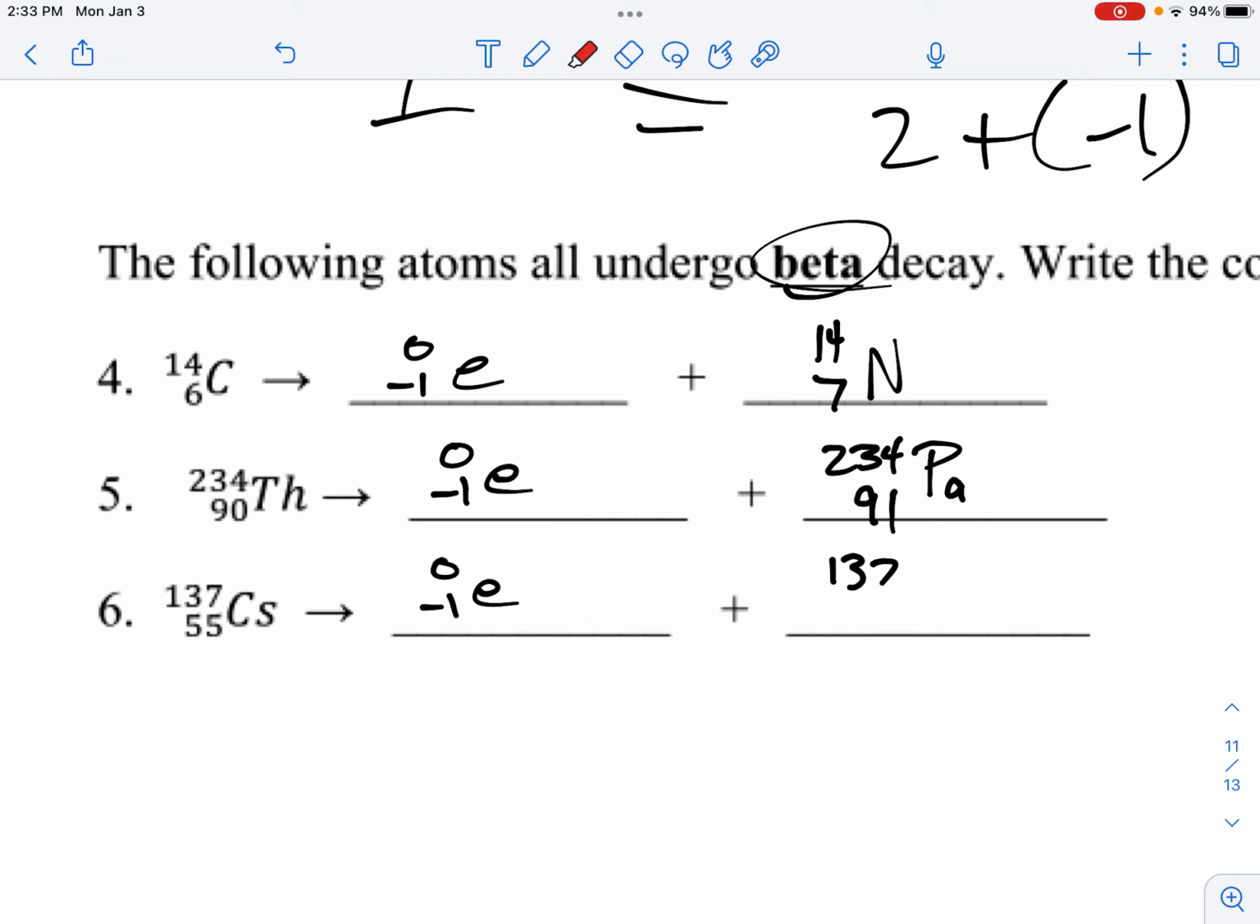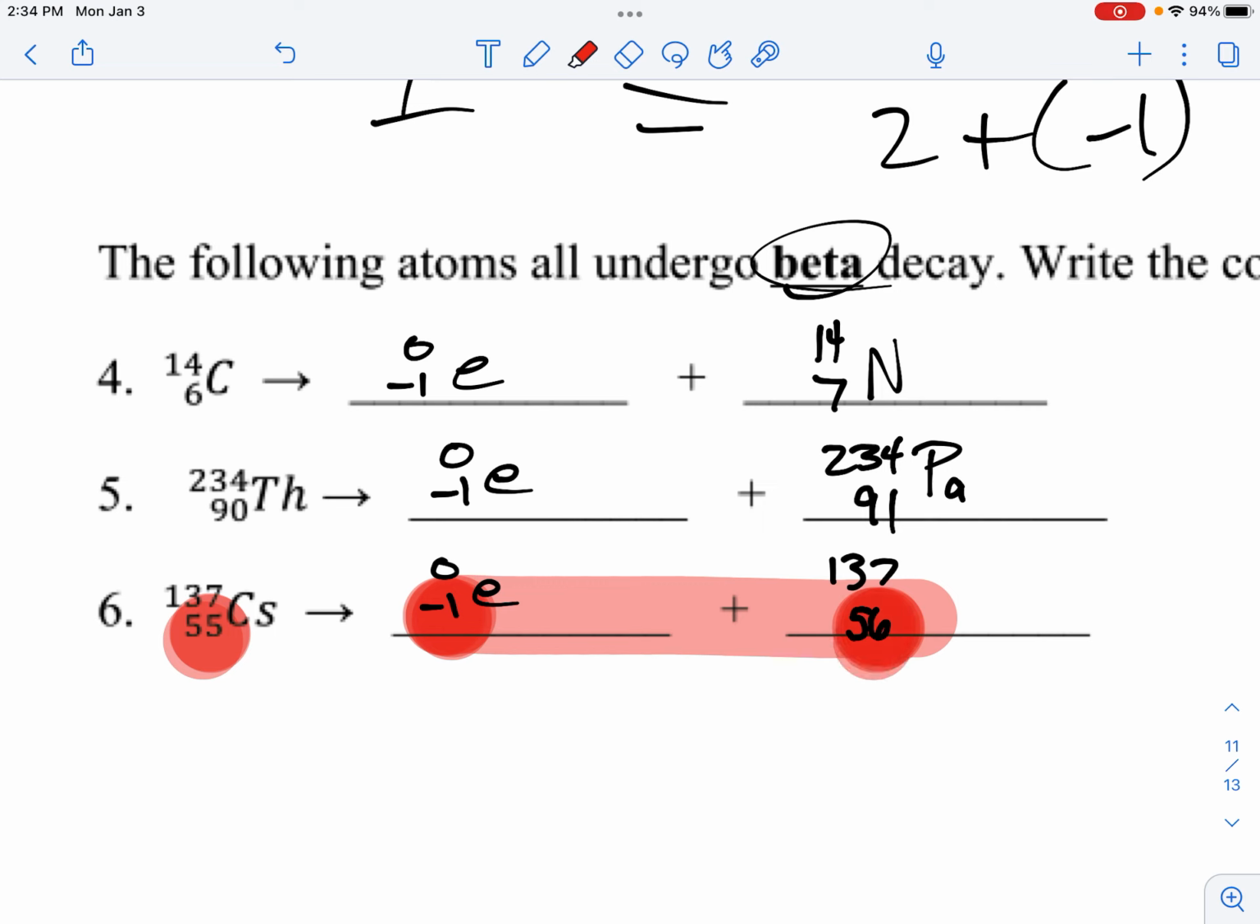Now what about the bottom numbers? I've got 55 and I've got -1. So what number has to go over here so that it goes with -1 to give me the 55? So that's got to be 56 because again, that number here and this number here have to add up to give me that number there.